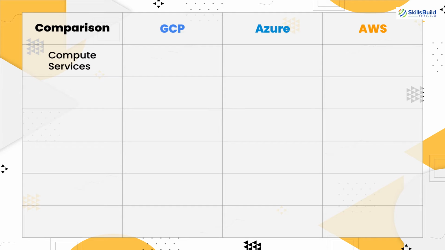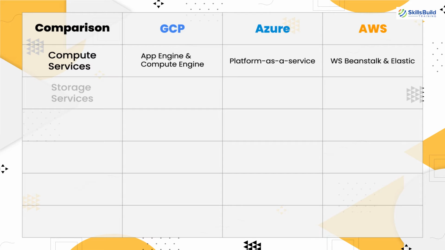In Google Cloud Platform, we have App Engine and Compute Engine. These are used to deploy your applications or your websites. In Azure, we have Platform as a Service, which is also known as PaaS. In Amazon, we have AWS Elastic Beanstalk and Elastic Compute Cloud.